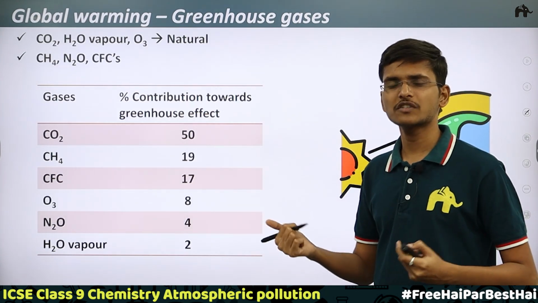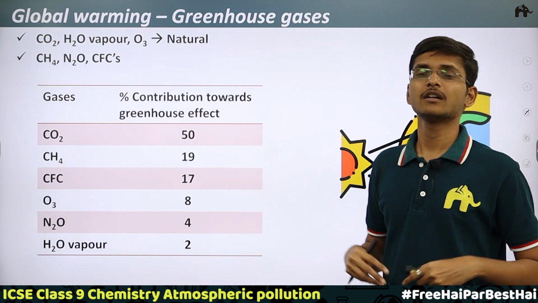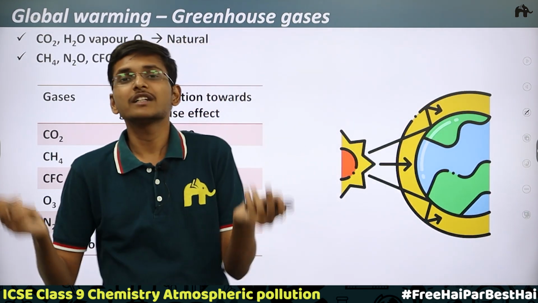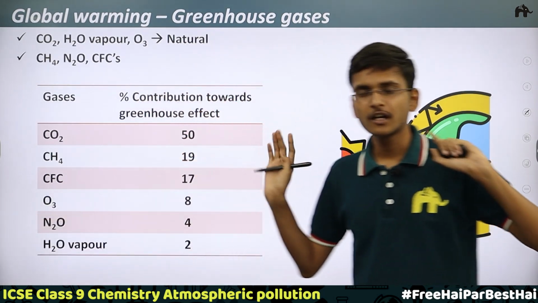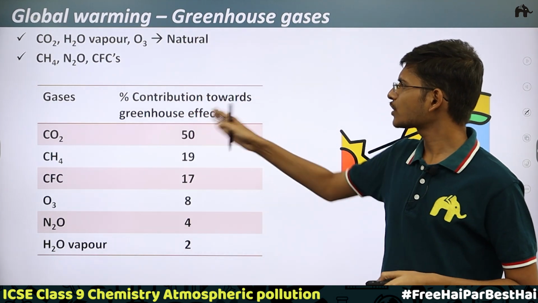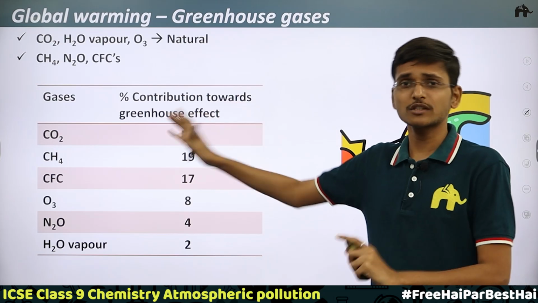Some of the greenhouse gases contribute very highly to the greenhouse effect, which means that they are very much fond of trapping the infrared radiations. Fine, and which are those? See, the first one is carbon dioxide. 50% contribution towards the greenhouse effect. Which means half the greenhouse effect is just because of carbon dioxide.